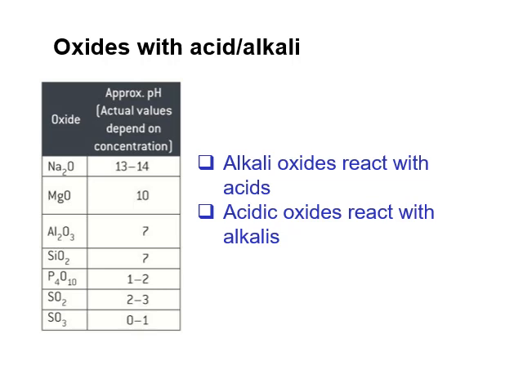So we've got our alkali oxides, our metal oxides, sodium oxide and magnesium oxide. There are alkali oxides. They will react with acids. Conversely, our non-metal oxides, which we know are acidic, will react with alkalis. So we need to have a look at those reactions.